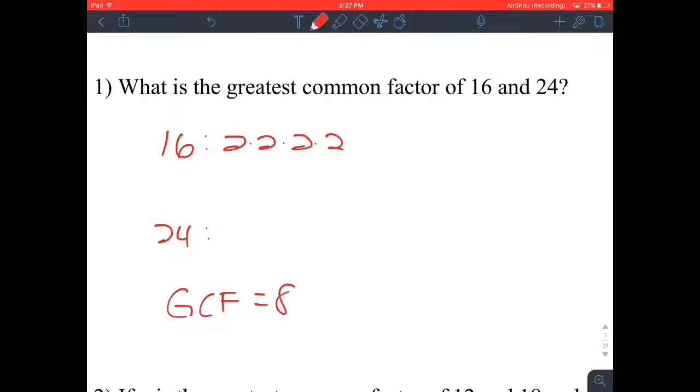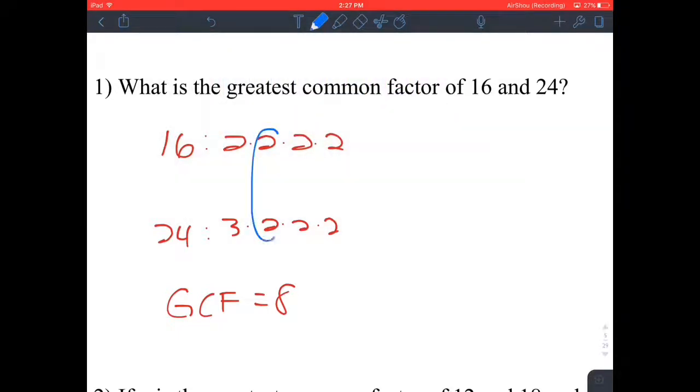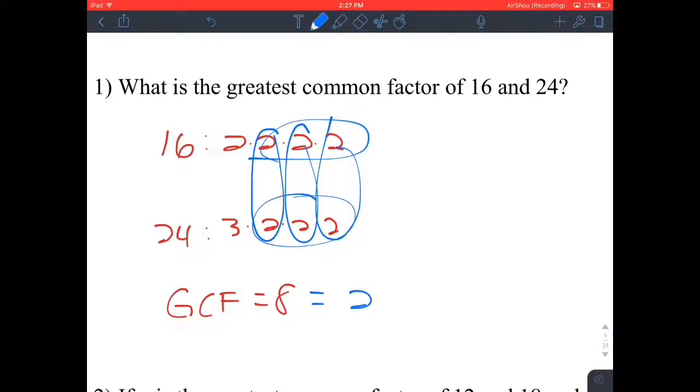24, you can break it down in different ways. One way is to break it down to 3 and 8. 8 breaks down to 2 times 2 times 2. For the greatest common factor, you take all the prime factors they have in common: 2, 2, and 2. So each of these has 3 2's in common, which is the same as saying 2 to the 3rd, which is 8.